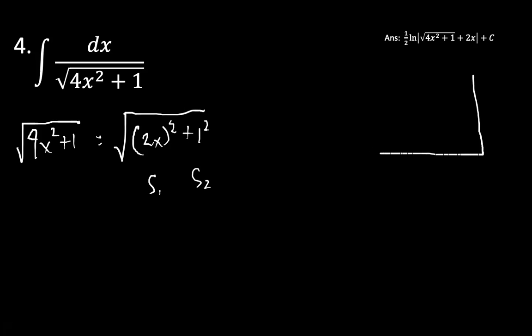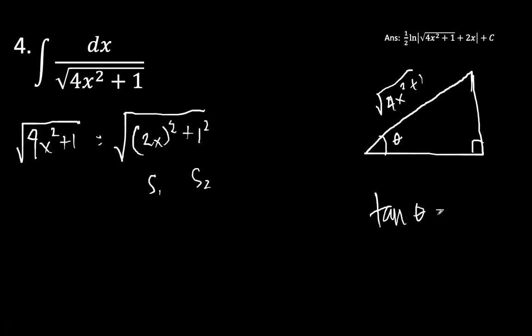So here we need to draw the right triangle, and this is our theta. And we said that our hypotenuse is the square root of 4x squared plus 1. And let's identify where to place 2x and 1 as the sides of the triangle. Based on the given table, since we have 4x squared plus 1, then we could use the tangent, since we're talking about both sides of the right triangle.